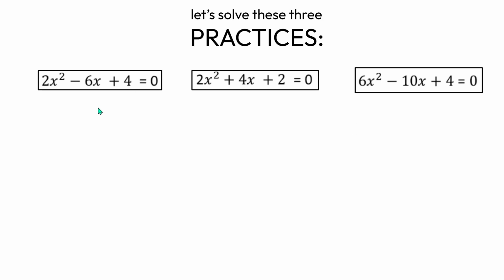Let's start with this one. Here, you can see that this quadratic is set equal to 0. Why is that? Well, in the standard form of a quadratic, y equals ax squared plus bx plus c, and the solutions of a quadratic are where y equals 0. So here, we can set y equal to 0 because we're solving for the solutions.